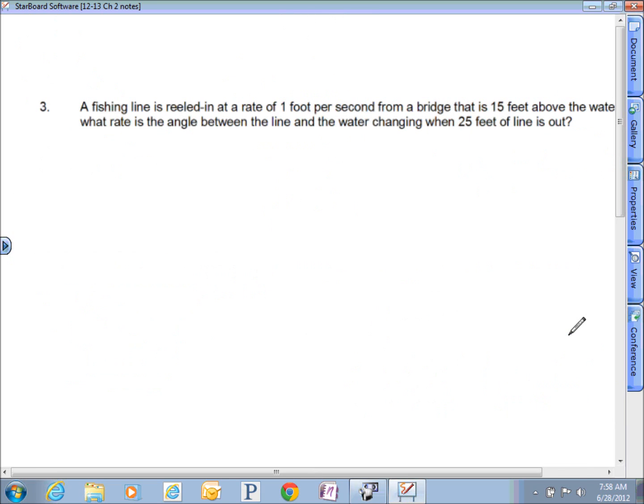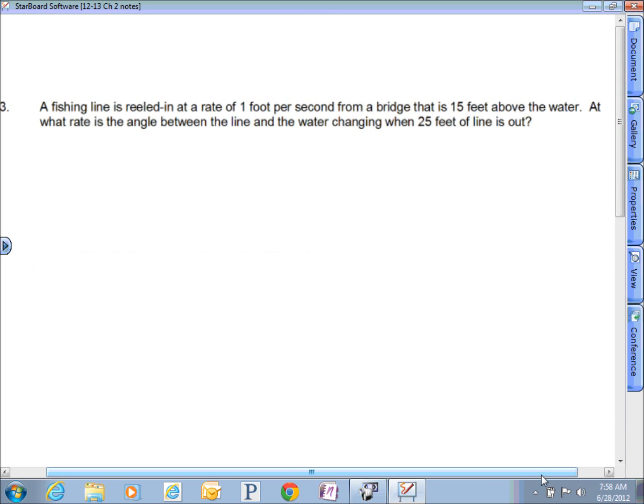The third type of problem that we're going to run into is what we have here. Fishing line is reeled in at a rate of 1 foot per second from a bridge that is 15 feet above the water. So here's our water. Let's make water blue. So here's my water, and I've got this bridge up here, and there's somebody sitting on this bridge doing a little fishing. This bridge is 15 feet above the water, so that's a constant. We're reeling the line in at 1 foot per second.